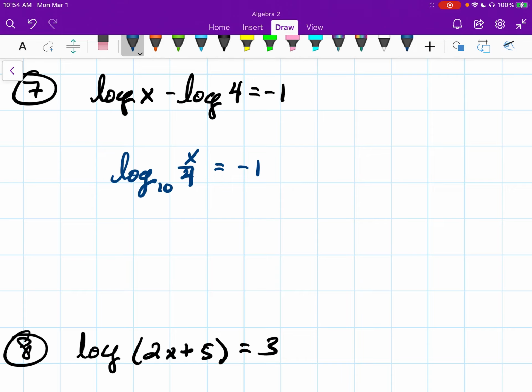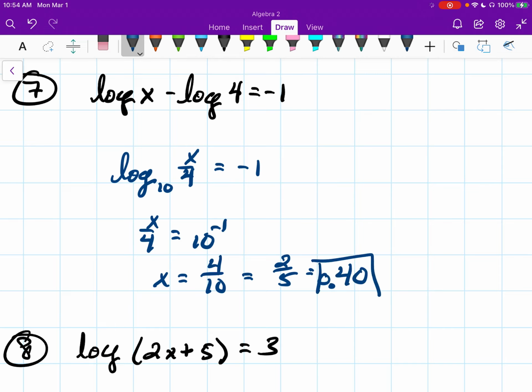Converting to exponential form, I'll have x over 4 is 10 to the negative 1. So x is 4. Well, really that would be like 4 over 10, right? 4 over 10, which would be like 2 over 5, which would be, is that 40%? So that'd be like a 0.4, 0.4. There we are.